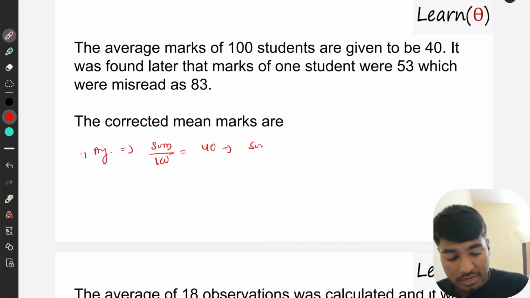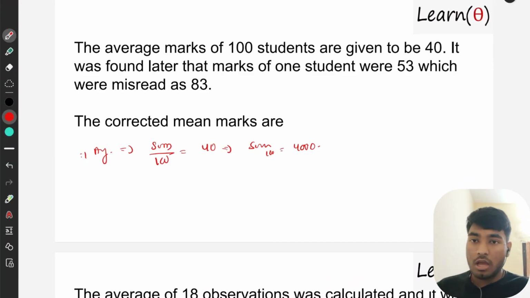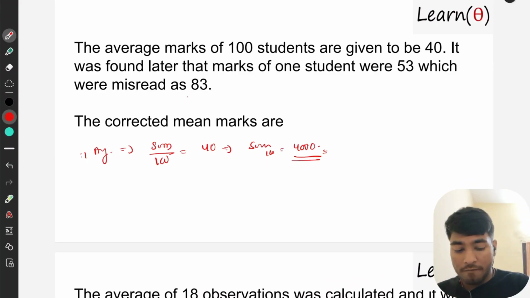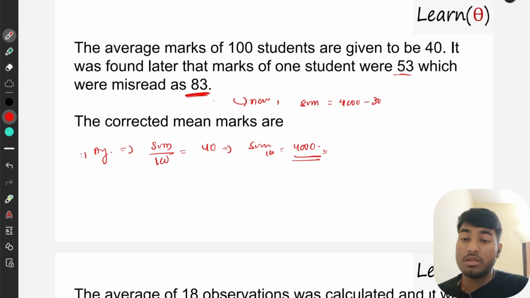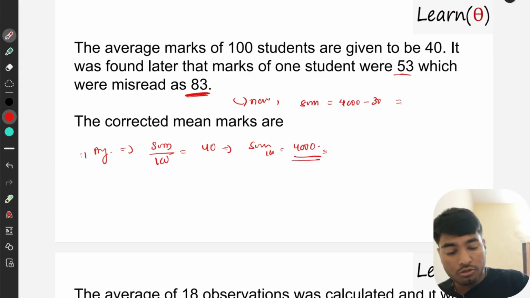Okay, so I can say that the sum of 100 people was equal to 4000. In that 4000, I added the score of all the people and found it to be 4000 when a score was read as 83. Now the new sum is equal to 4000 minus 30. Why? Because a 53 was misread as 83. So the new sum is 3970.